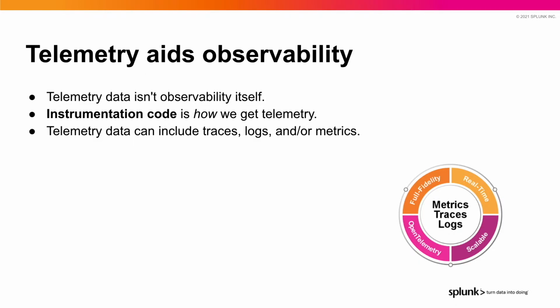Now, telemetry aids observability, and telemetry isn't observability itself. See, we instrument our application, and that instrumentation code is exactly how we get the telemetry that we need. And it includes things like traces, logs, and metrics, much more information to really diagnose exactly what's going on. We want real-time information so that we can help aid that new downtime, which is, of course, latency. And that's the battle that we're trying to fight. We want to try to find the answer.